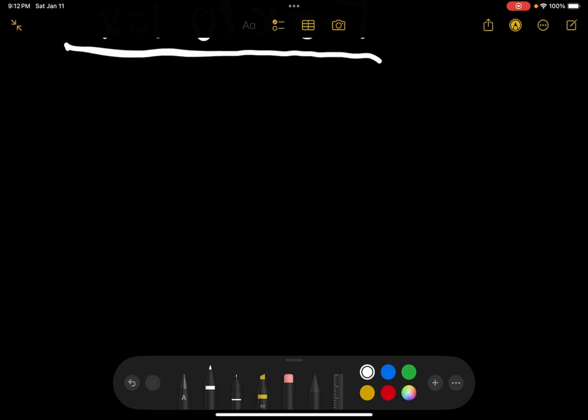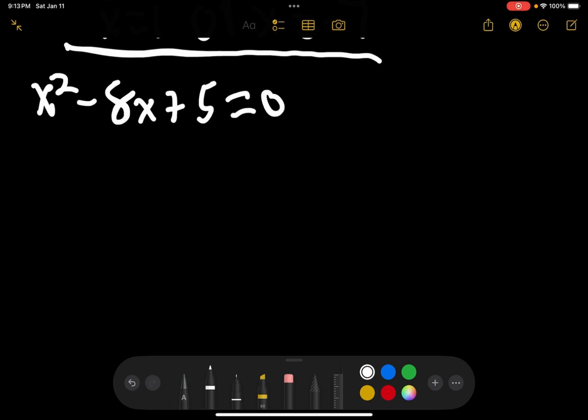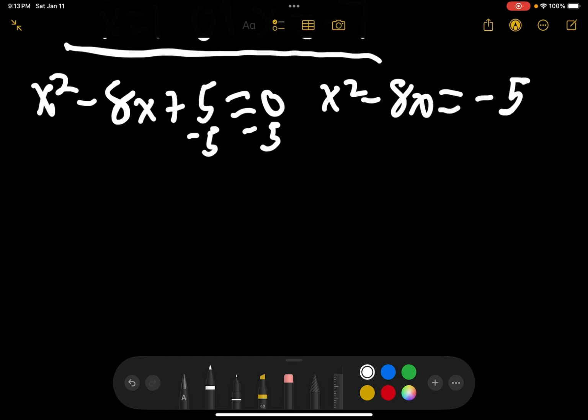All right, the next problem we're going to do is x squared minus 8x plus 5 equals 0. First thing I'm going to do is subtract 5. So we got x squared minus 8x equals negative 5. Next thing I'm going to do, negative 8, I got to cut that in half. So negative 8 times 1/2 is negative 4. And then you got to square it, which is 16.